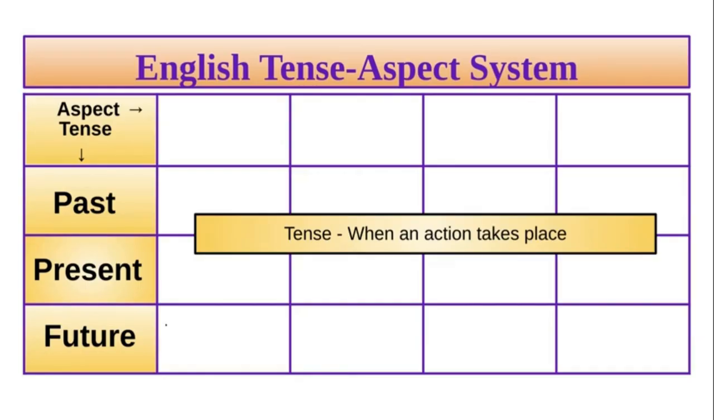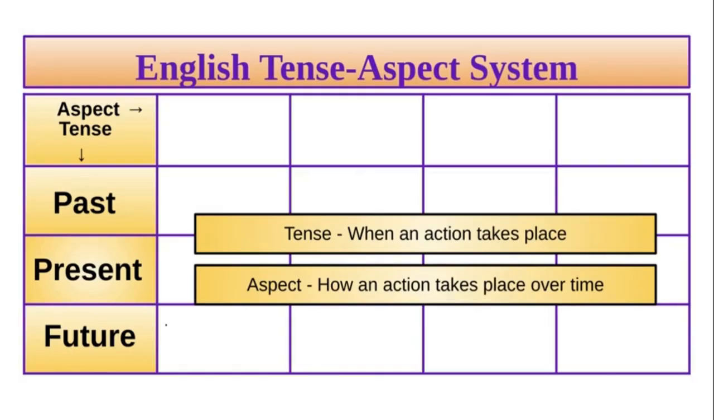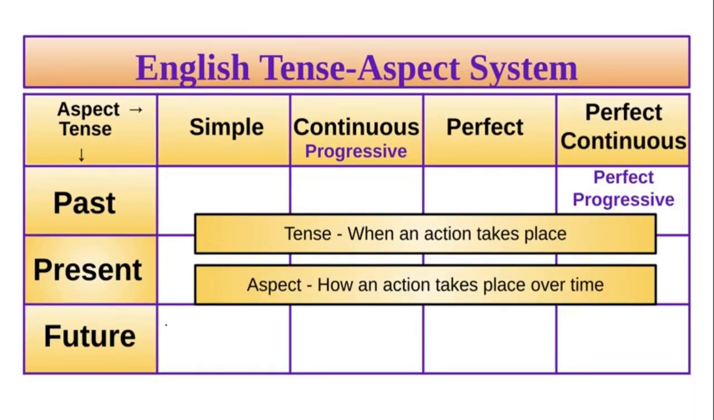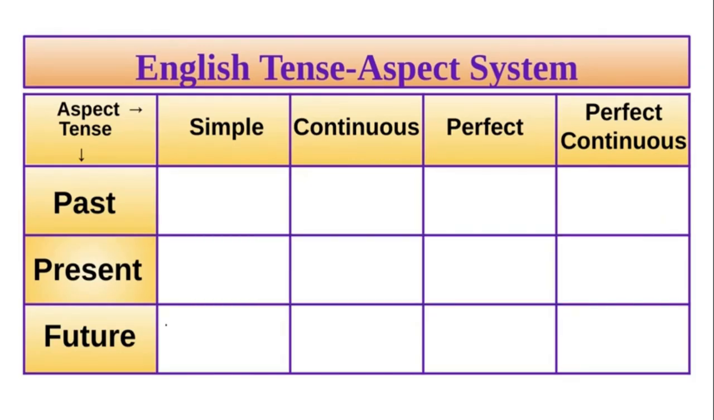Okay. The second part of the English tense aspect system, aspect. Aspect is how an action takes place over time. There are four: simple, continuous, also known as progressive, perfect, and perfect continuous, also called perfect progressive. All right. There are 12 tense aspect combinations.